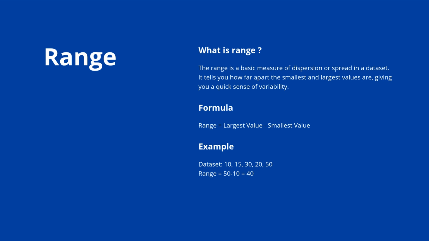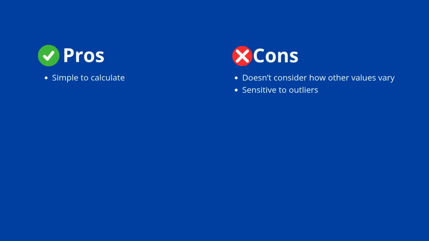Now let's see the pros and cons of the range. Pros: it is easy to calculate. Cons: it is sensitive to outliers. Like I told you earlier, if the range value is higher, then there is some kind of outlier. And it is also not considering all the values, it is only considering the first and last, like the lowest and highest value. So that's the con of the range.